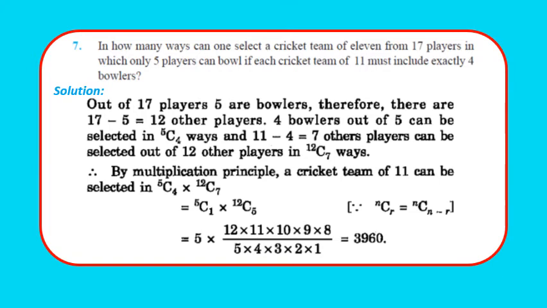So again using the fundamental principle of counting or the multiplication principle, the cricket team of 11 out of 17 can be selected in 5C4 for the 4 bowlers and 12C7 for the remaining 7 players. So multiplying these two, now 5C4 can be written as 5C1 and 12C7 can be written as 12C5 by using the property nCr equals nC(n minus r). So 5C1 equals what? 5, and 12C5 can be written as 12 into 11 into 10 into 9 into 8 upon 5 into 4 into 3 into 2 into 1, which is equal to 3960. Okay, so there are 3960 ways of selecting the 11 players. Clear? So pause and note down the solution.